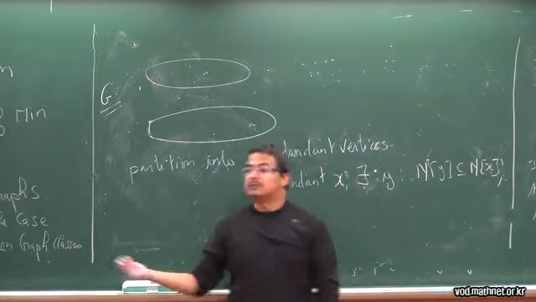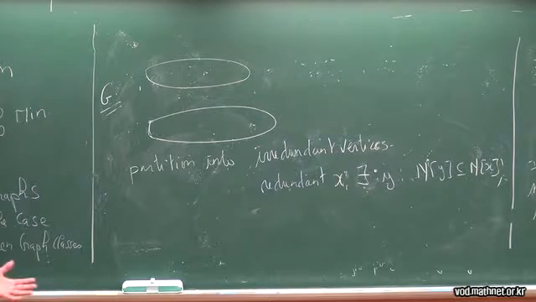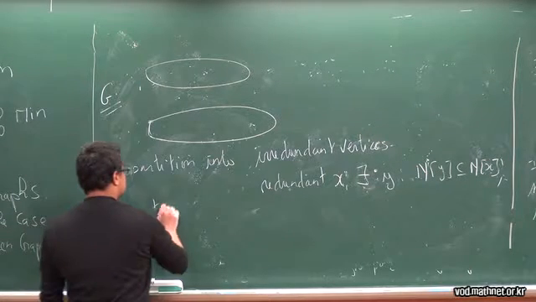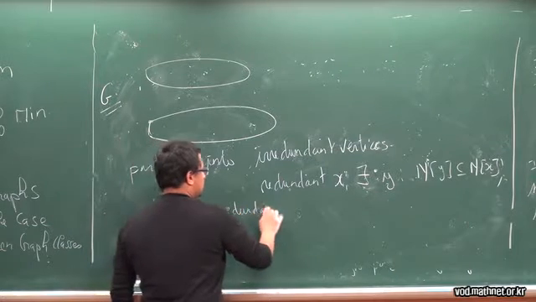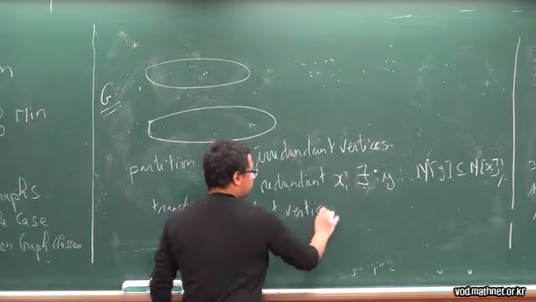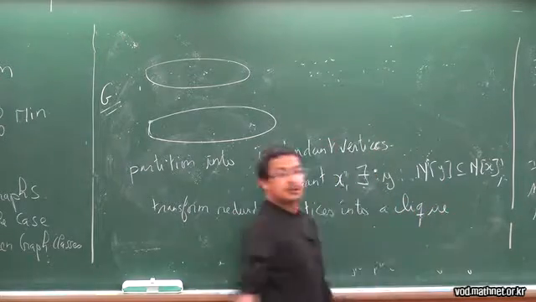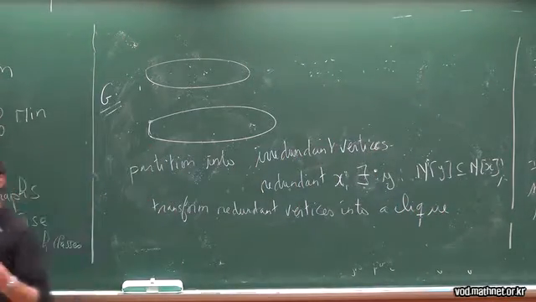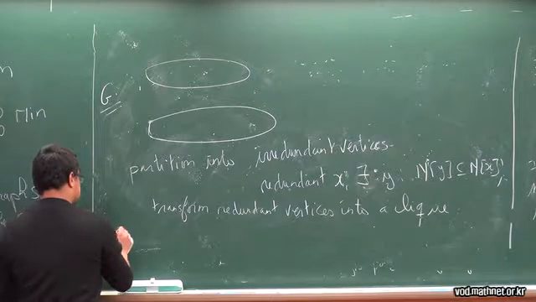So what does it mean in graph theory? In graph theory, that means take all the redundant vertices and transform them into a clique. What you have is that the graph you obtain now has the same minimal dominating sets as the graph before.